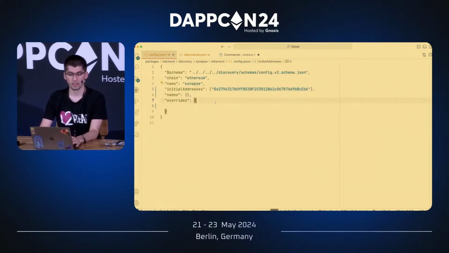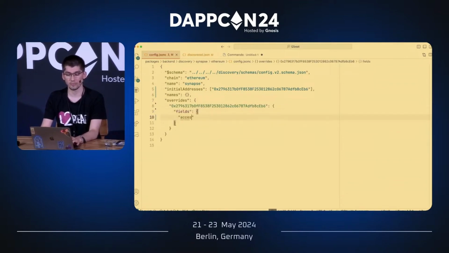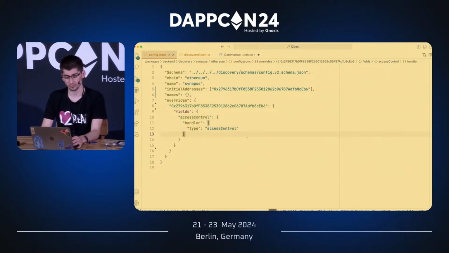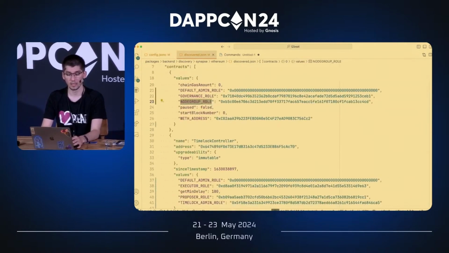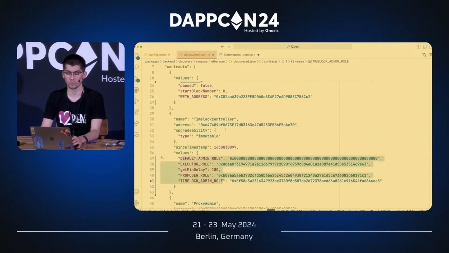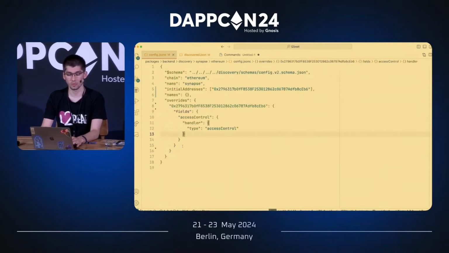And we're going to say that for this smart contract, we want to override some fields. We're going to add a field called access control. And this field is going to have a handler. So we're specifying now how we are going to get the value of this field. And similarly, we can see that the time lock controller also has those roles. So we're going to use the address of the time lock controller, and we're going to add the exact same overrides for the time lock controller.